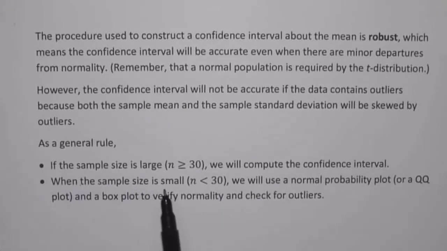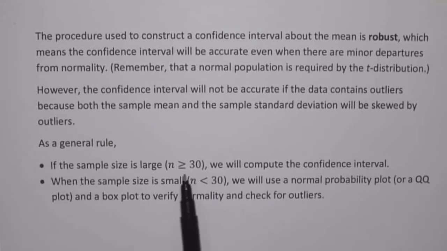When the sample size is small, in other words, n is less than 30, we're going to use a normal probability plot, or really we'll use a QQ plot in StatCrunch, and a box plot to verify normality and to check for outliers. So we're going to use a QQ plot as a way to verify that we have a normal distribution when we have small samples.